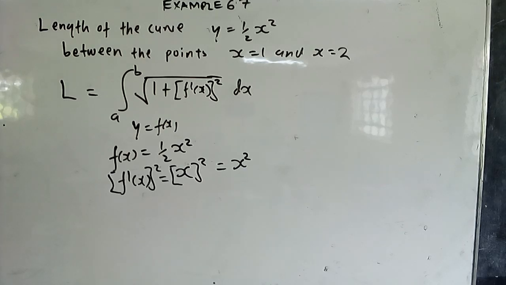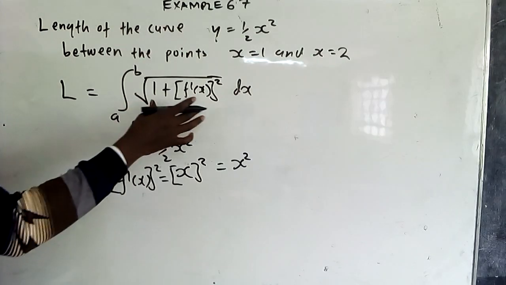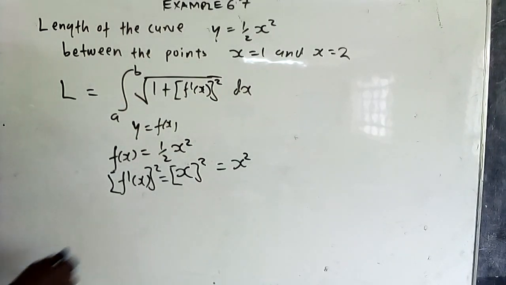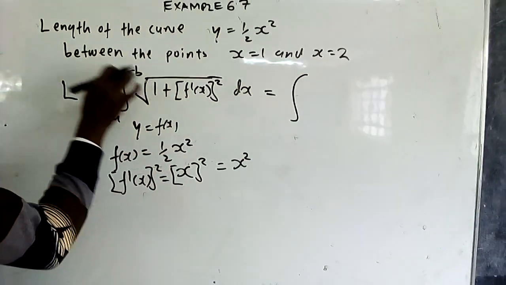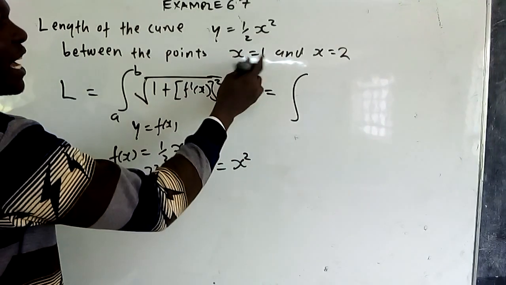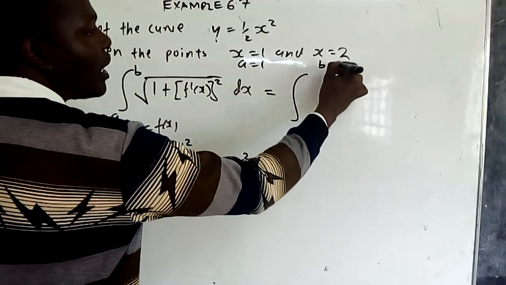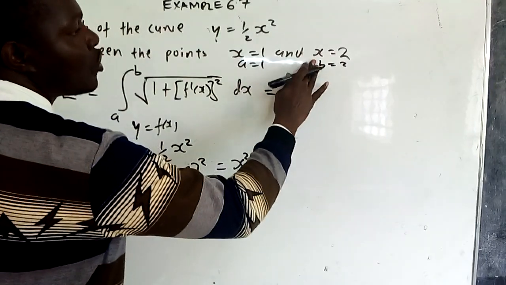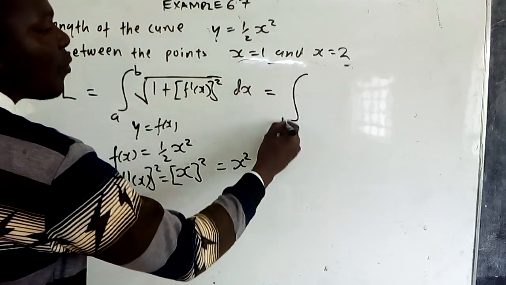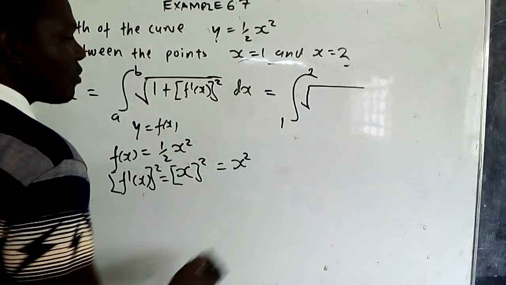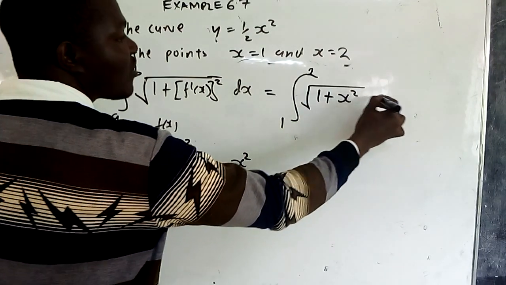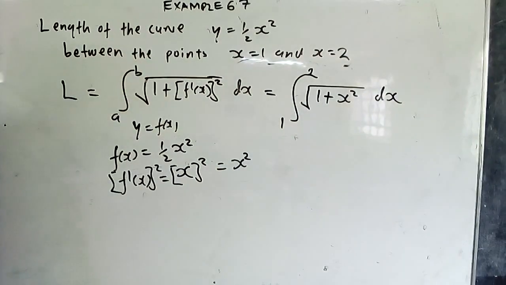After that, what do we now have? If we are integrating from a to b, a is the lower limit, which is 1, and b is 2. So we are integrating from 1 to 2 the square root of 1 plus x squared dx.